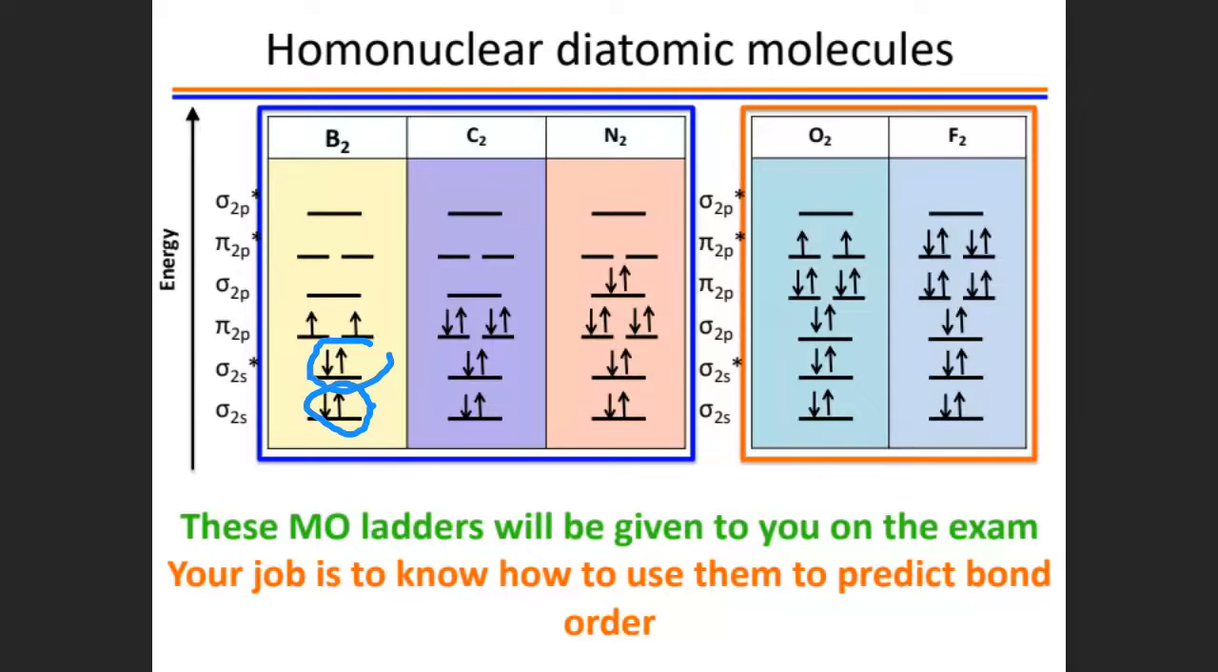So this molecular ladder will be given to you on the exam. Your job is to know how to use it to predict the bond order. Now you know which are the bonding electrons and which are the antibonding electrons. So you will follow the rule: the bond order equals bonding electrons minus antibonding electrons, divided by 2. Got it?